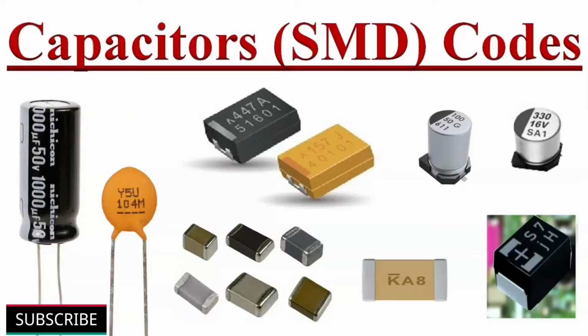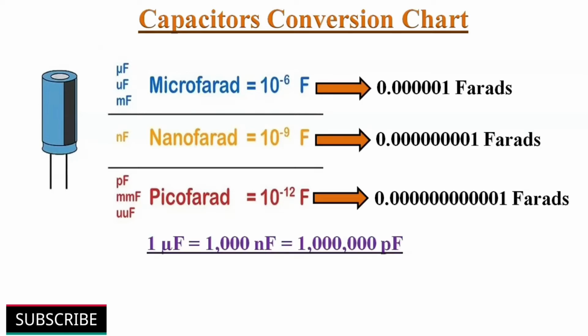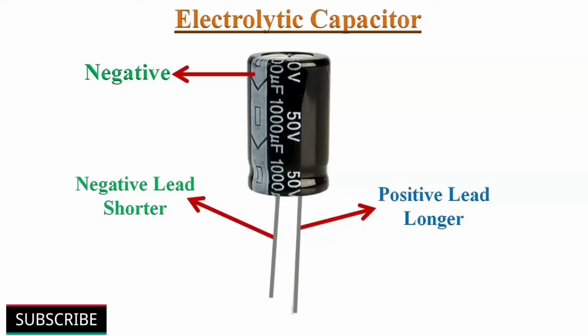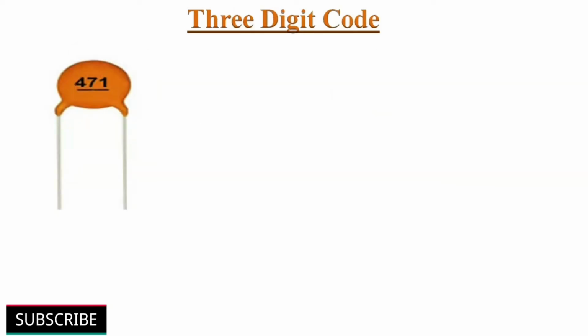Capacitance values are expressed in various units such as microfarads, nanofarads, and picofarads. Understanding these conversions is crucial for their practical applications. Electrolytic capacitors are polarized and must be connected according to their markings. This ensures safe and correct operation within circuits. Ceramic capacitors utilize 3-digit codes that function similarly to resistor color codes. This system allows users to easily ascertain capacitance values through the digit and multiplier combinations.